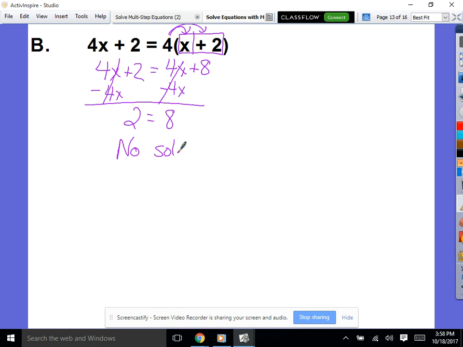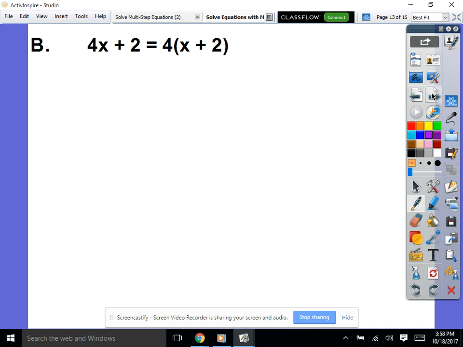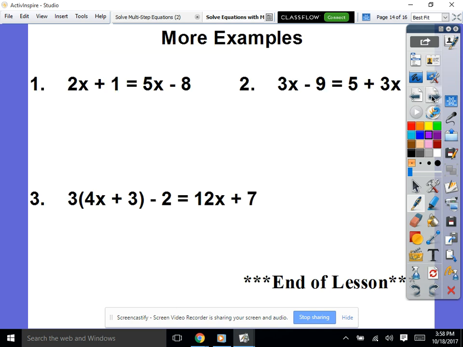Now, I'm fine with it if you realize up here 4x plus 2 equals 4x plus 8, you can stop right there, if you realize there's nothing that will satisfy that, because your variable term is the same, but your constant term is different. So you can stop right there.